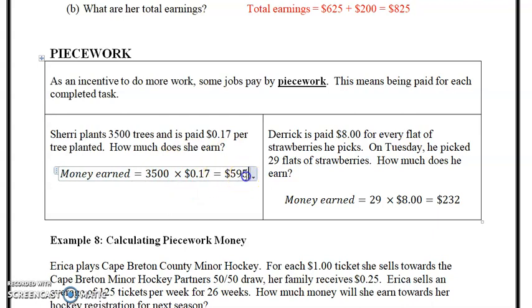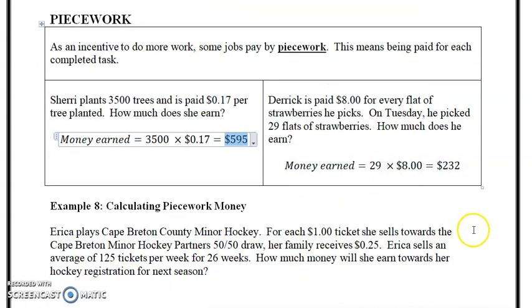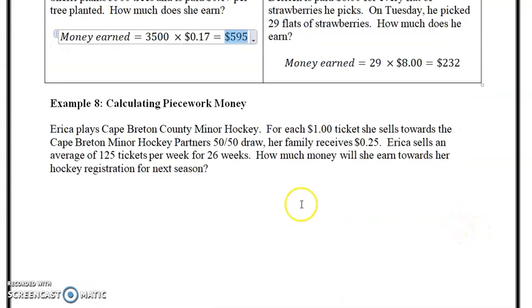17 cents for a total of $5.95. Derek is paid $8 for every flat of strawberry picks. On Tuesday, he picked 29 flats of strawberries. How much does he earn? So it's 29 flats multiplied by the $8 per flat for a total of $232.